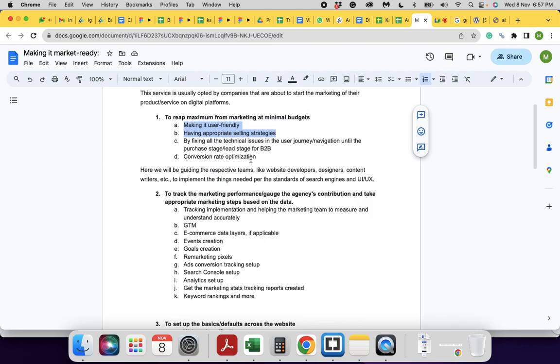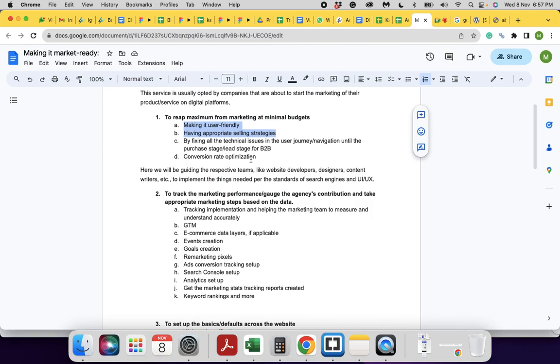And in making it market ready, we also make sure that the marketing performance of the agencies is tracked, to gauge the agency's contribution and take appropriate marketing steps based on the data. So it's not necessarily to track the marketing agency's outcome. If a marketer is working on a project, they should be in a position to understand all of the following: tracking, implementation, and helping the marketing teams to measure and understand accurately every single key metric related to the respective marketing platform.